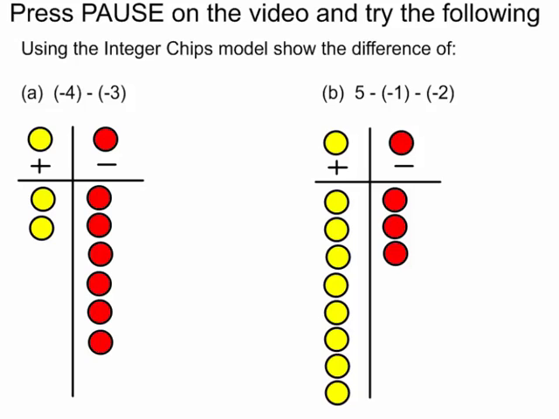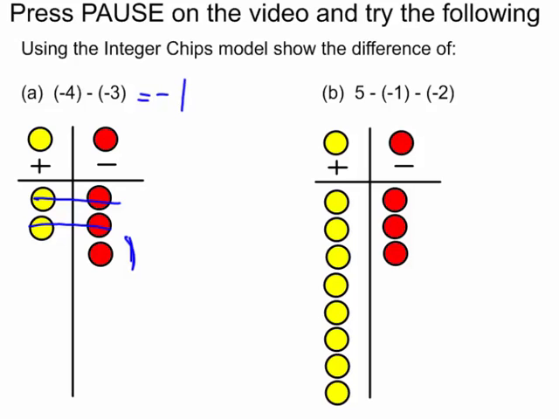Welcome back. So we're going to start with -4, expressed right here. And this says take away 3 negatives. So if I highlight those 3 negatives and I delete them, I can see that after I cross off my balanced chips or my 0 pairs, I am left with 1 negative for the first one.